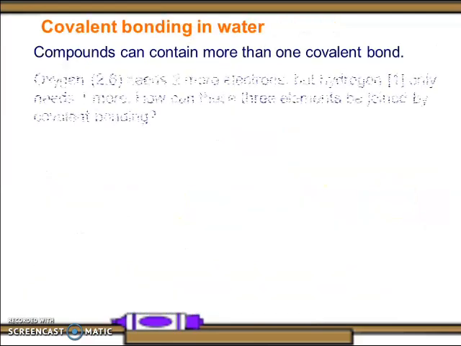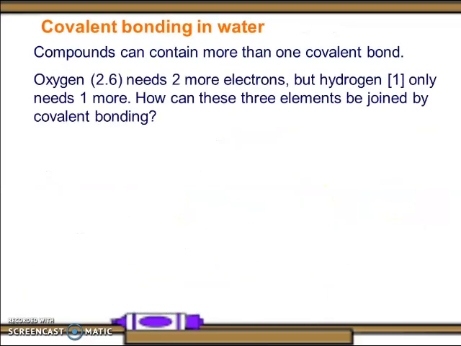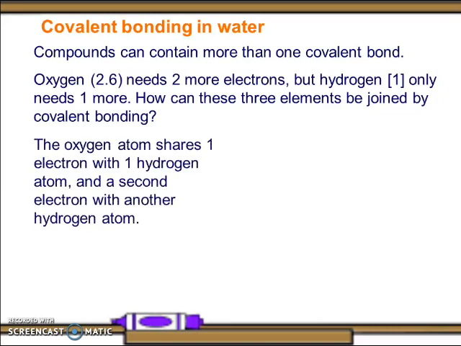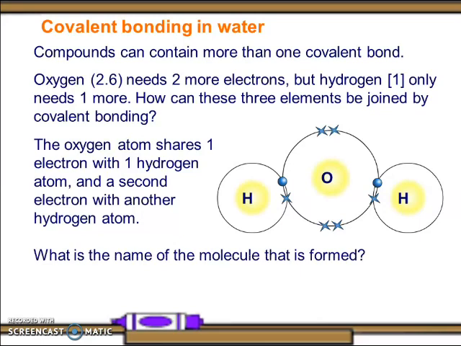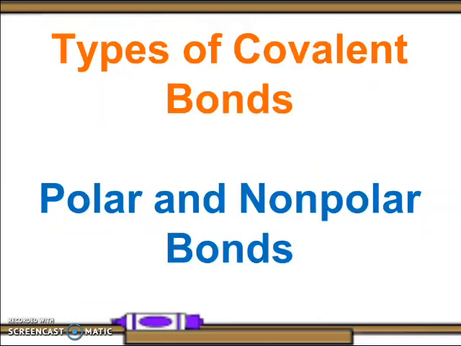Covalent bonding in water. Compounds can contain more than one covalent bond. Oxygen needs 2 more electrons, but hydrogen only needs 1 more. How can these 3 elements be joined by covalent bonding? The oxygen atom shares 1 electron with 1 hydrogen atom and a second electron with another hydrogen atom. What is the name of the molecule that is formed? Yes, H2O, or water. There are 2 types of covalent bonds, polar and nonpolar bonds.